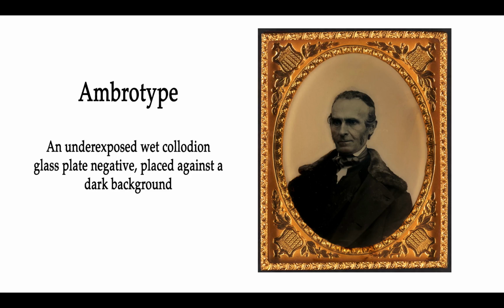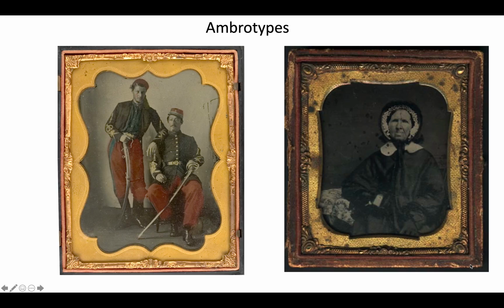There was the ambrotype, which was kind of the poor man's daguerreotype. It was actually a wet collodion glass plate on a background, so it looked a little bit like a daguerreotype, but less expensive, still housed in this beautiful gold case. And here's some more ambrotypes.